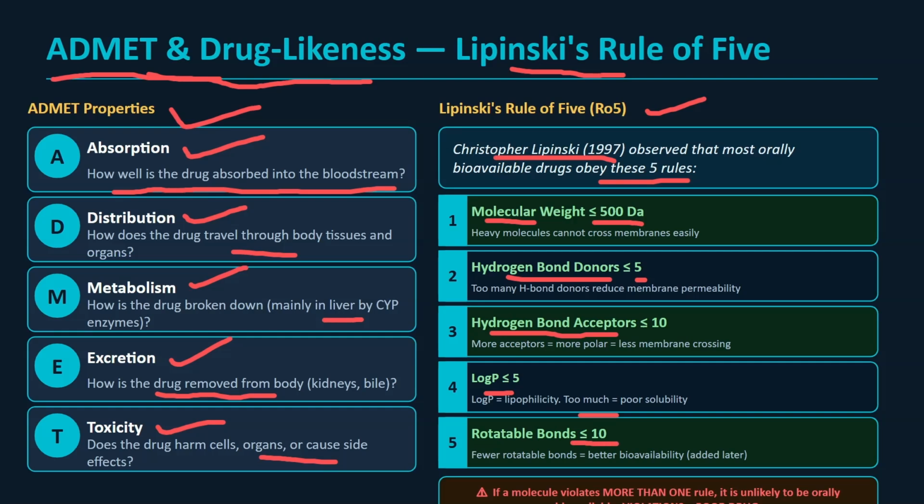If a molecule violates more than one of these rules, it is likely to be a poor drug. It won't be absorbed well. That's why it is important for a drug molecule to follow the Lipinski rule of 5.